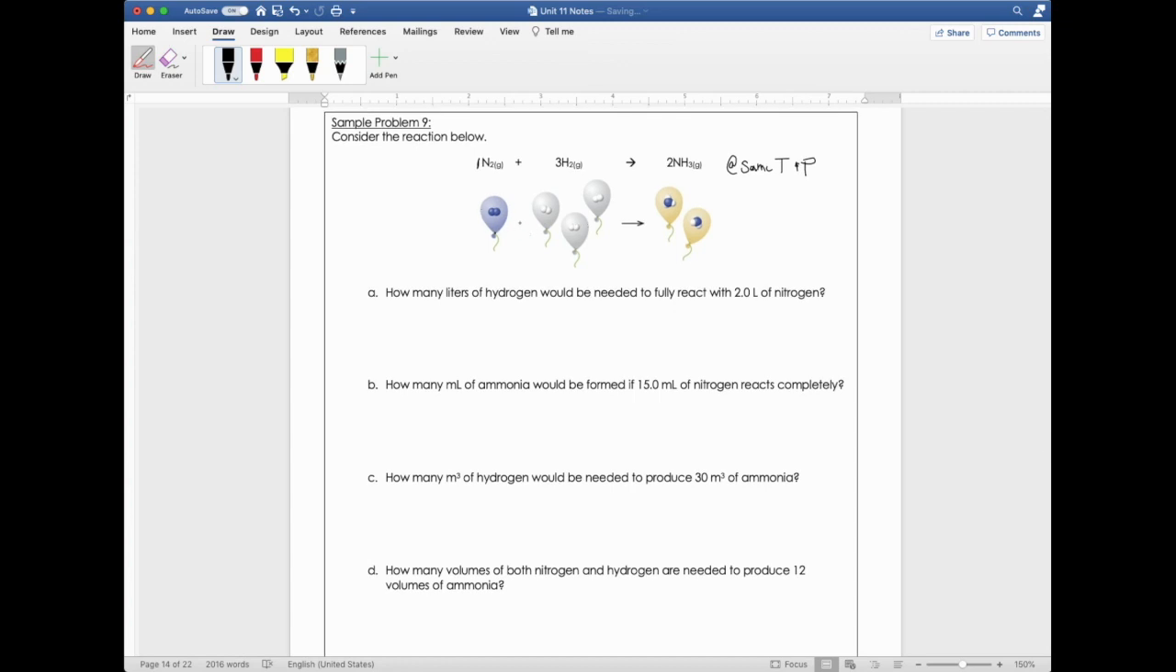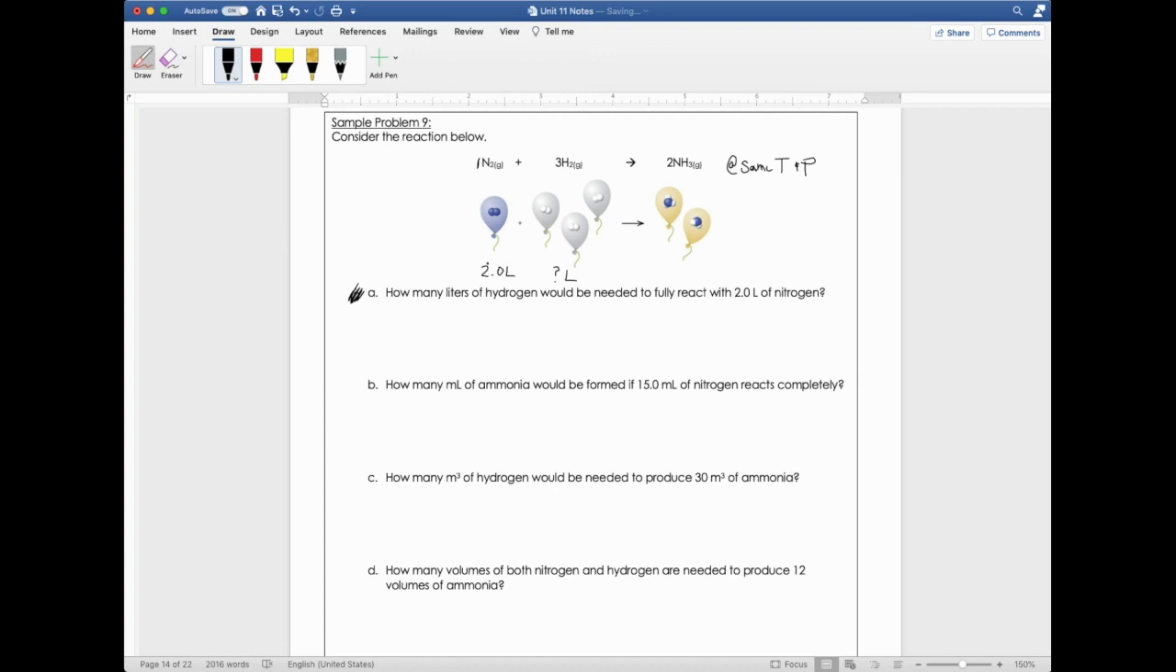1 volume of nitrogen reacts with 3 volumes of hydrogen to produce 2 volumes of ammonia. So using that, let's go ahead and solve these problems. I'm going to color code this for different problems. We're going to use black for this one here. How many liters of hydrogen would be needed to fully react with 2 liters of nitrogen?